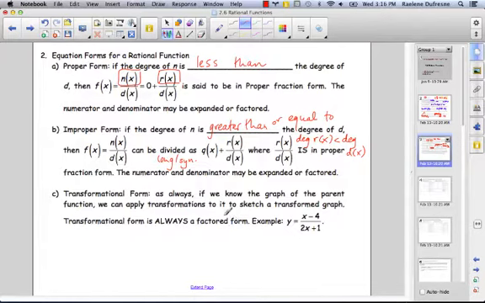Transformational form: as always, if we know the graph of the parent function, we can apply transformations to it to sketch a transformed graph. Transformational form is always a factored form. Let's take a look at the graph of y equals x minus 4 over 2x plus 1 and put it into transformational form. Well, in this case, we need to get the quotient, so I'm going to divide 2x plus 1 into x minus 4.